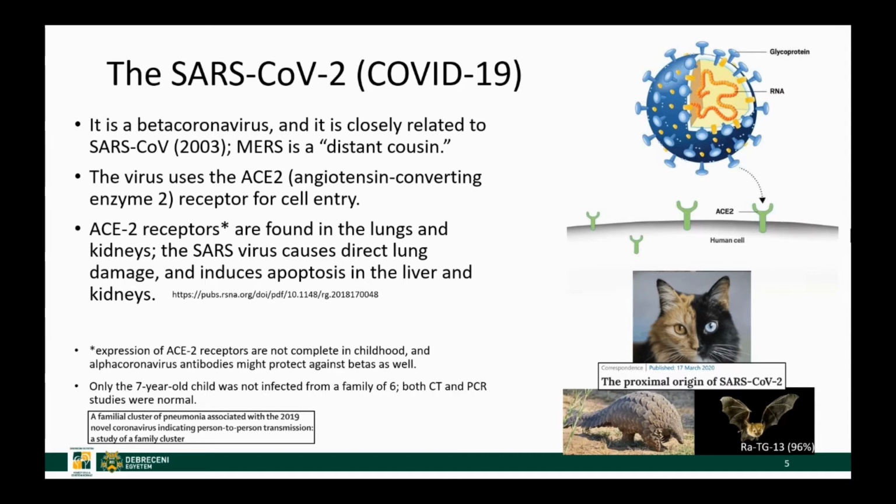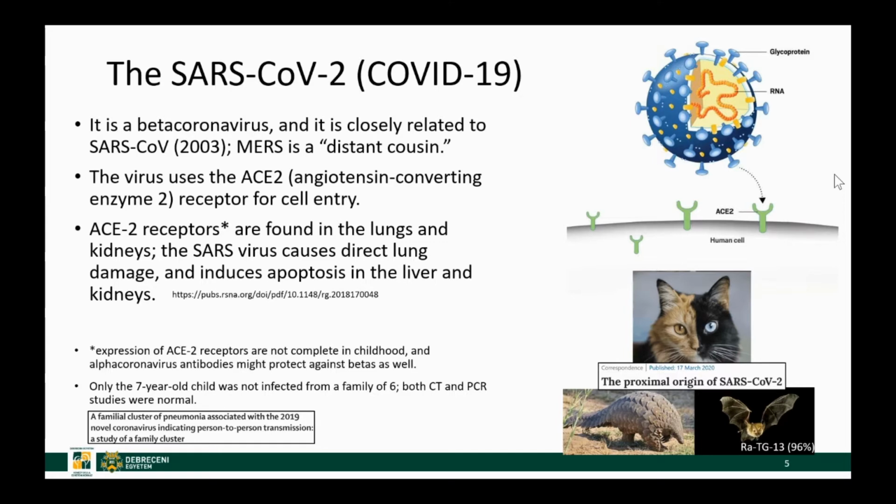SARS-CoV-2 also uses the ACE2 receptor for cell entry, so the virus lands on these receptors and induces endocytosis. The ACE2 receptors are found in the lungs and the kidneys, and the virus can cause direct lung damage and induce apoptosis in the liver and the kidneys.